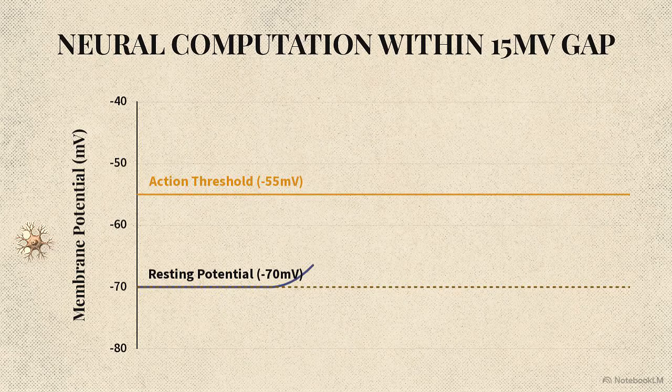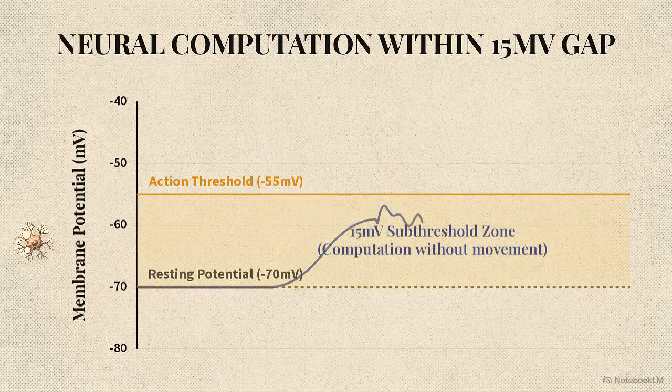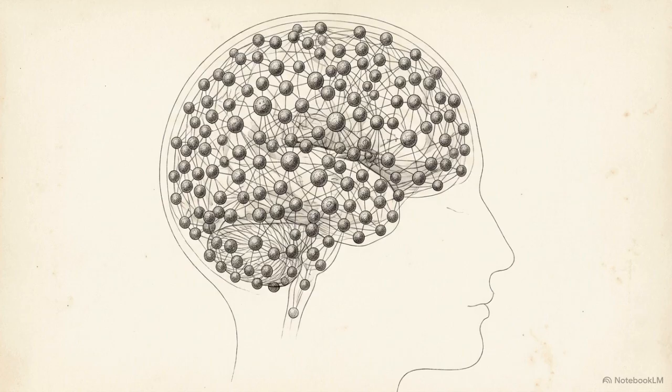To trigger action, the charge must reach -55 millivolts. Excitation accumulates in this 15 millivolt gap, depolarizing the membrane to perform computation without crossing into movement. This intermediate space is the computation zone. Here, the brain evaluates inputs and simulates possibilities while remaining in a state of physical rest.